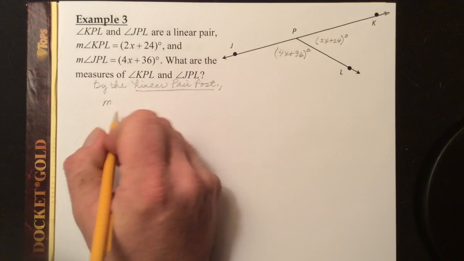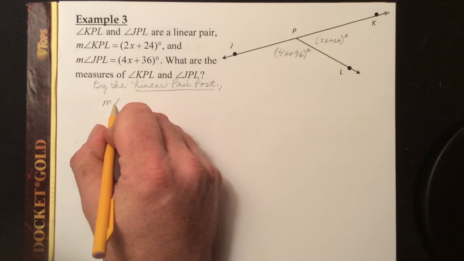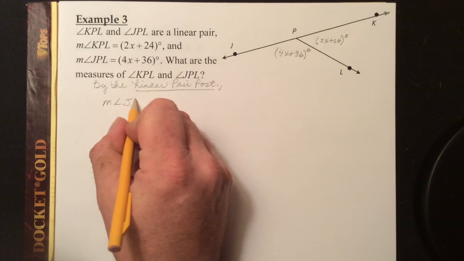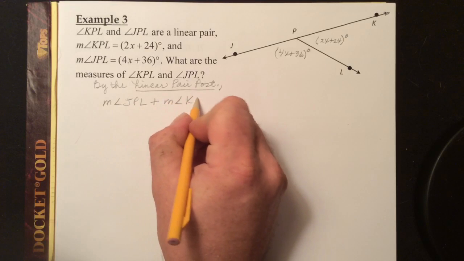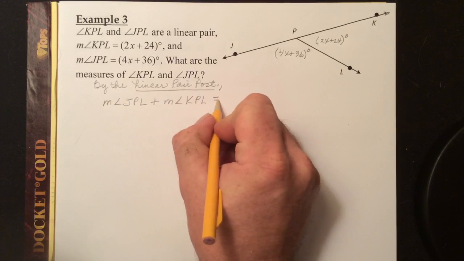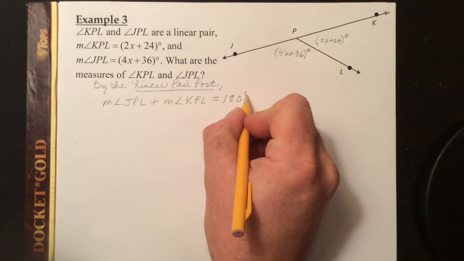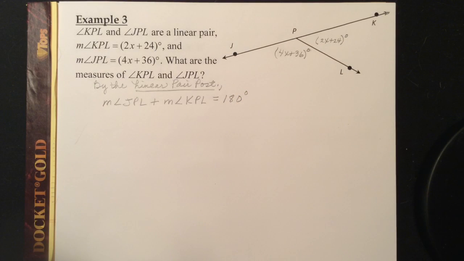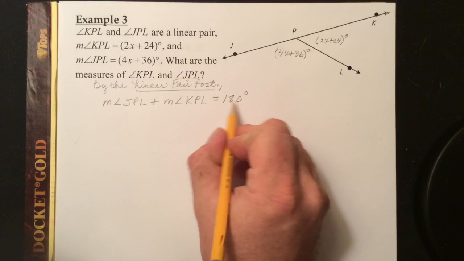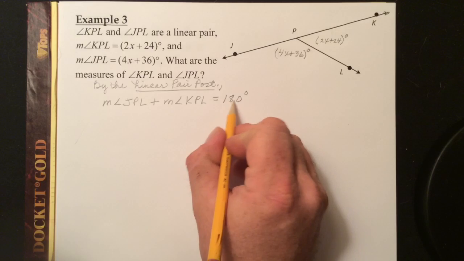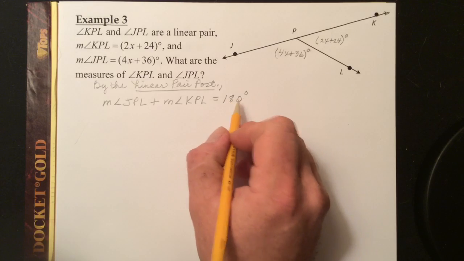So, by that linear pair postulate, we have the measure of angle JPL plus the measure of angle KPL will equal 180 degrees. Very much like the angle addition postulate, except with the angle addition postulate, normally we don't know what this sum is. Usually we have to find the sum also.